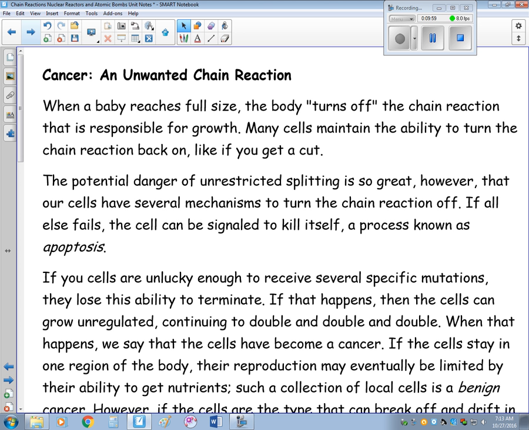So think of if you get a cut or you get damaged in some way. The cells turn on their ability to go through that chain reaction, that division process, to help repair the damage. So the potential damage of unrestricted splitting is so great that our cells have several mechanisms to turn off that chain reaction. If all else fails, the cells can be signaled to kill themselves, known as apoptosis. If I'm saying that correctly, I'm probably not.